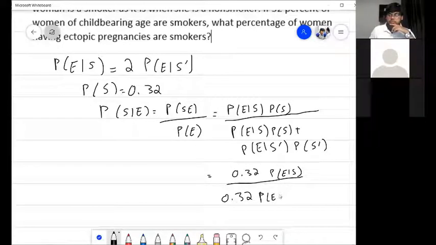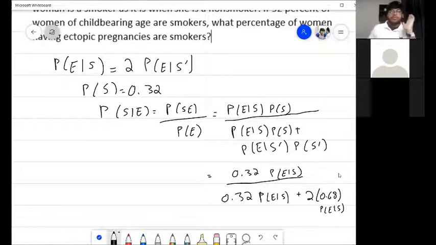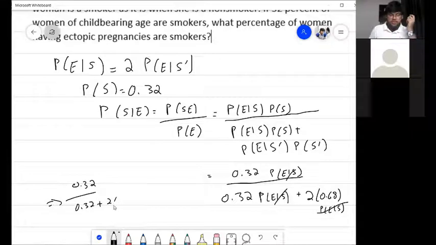But by rule it should be half, okay, I'll halve it. Plus 2 times 0.68 into E given S. Now, one thing I can do is that all of these terms cancel out, right? So if they cancel out, essentially all I have left is 0.32 over 0.32 plus 2 times 0.68, and that is 0.1904. It's a very basic question.